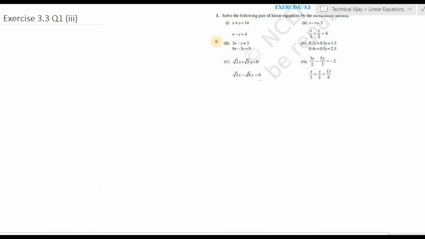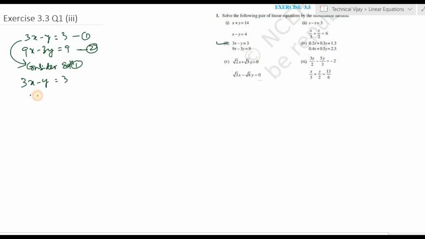This is the third one we will solve: 3x minus y is equal to 3 and 9x minus 3y is equal to 9. This will be equation number 1, this will be equation number 2. We will consider equation 1, 3x minus y is equal to 3. So y is equal to 3x minus 3, because y we have sent to this side, 3 we have sent to this side. This value we will put in the second equation.